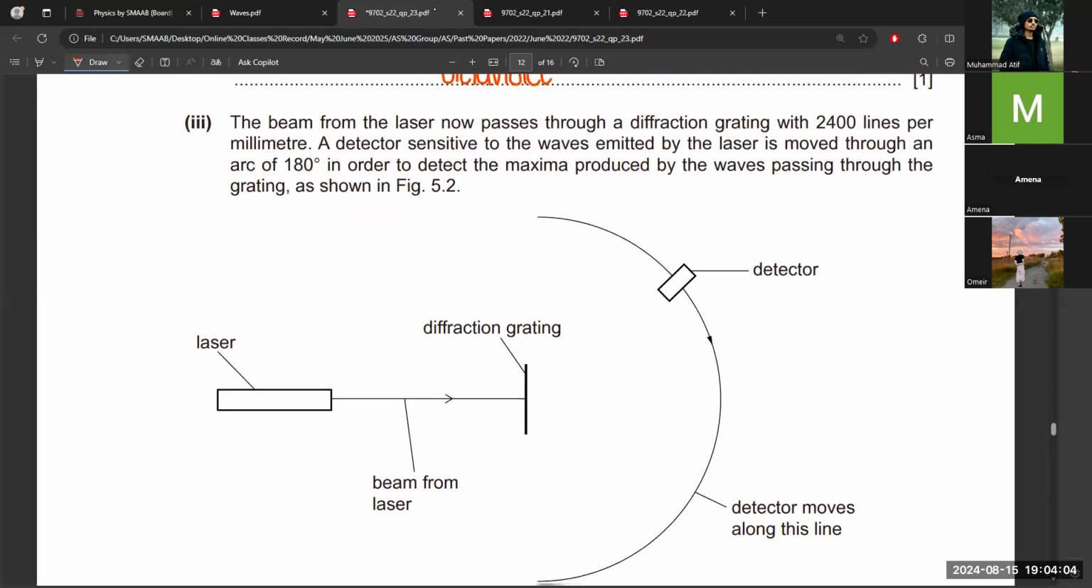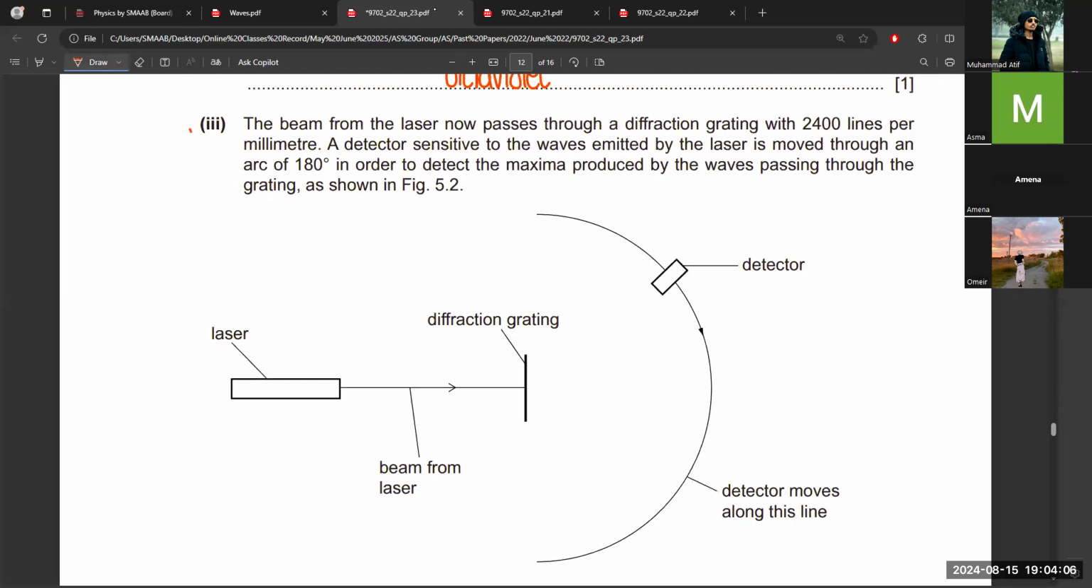Okay, then we have a diagram, and in this diagram you can see the beam from the laser now passes through a diffraction grating with 2400 lines per millimeter. A detector sensitive to the waves emitted by the laser is moved through an arc of 180 degrees in order to detect the maxima produced by the waves passing through the grating, as shown in figure 5.2.